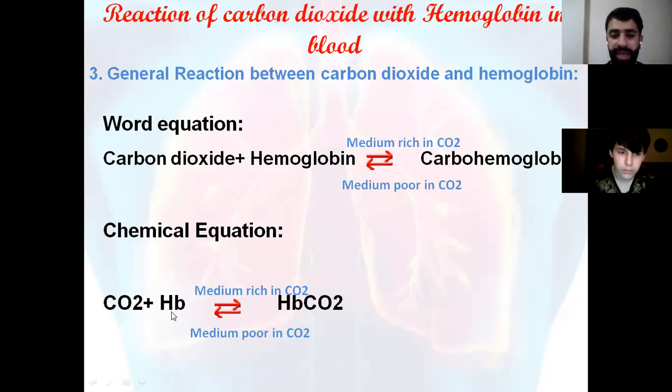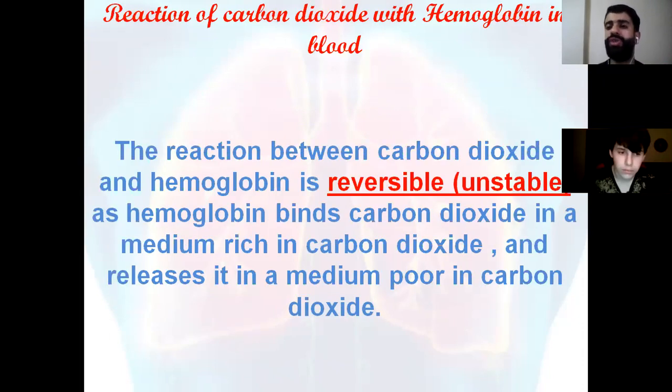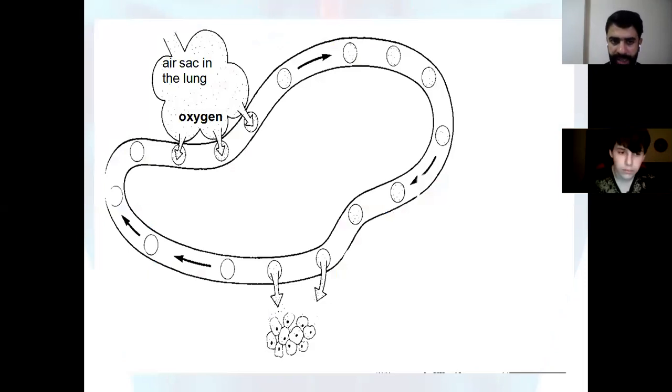So the chemical equation is carbon dioxide, CO2, plus Hb, hemoglobin, and in the medium rich it is going to give carbohemoglobin, while if the medium is poor, carbohemoglobin will dissociate to give Hb and CO2. Also, this reaction between carbon dioxide and hemoglobin is called a reversible reaction. The meaning of reversible is that it's unstable because it can occur in both directions. Hemoglobin will bind carbon dioxide in the medium rich and release it in the medium that is poor in carbon dioxide.